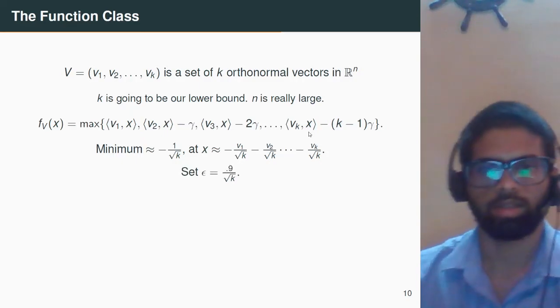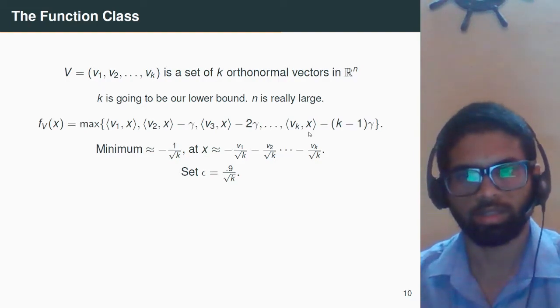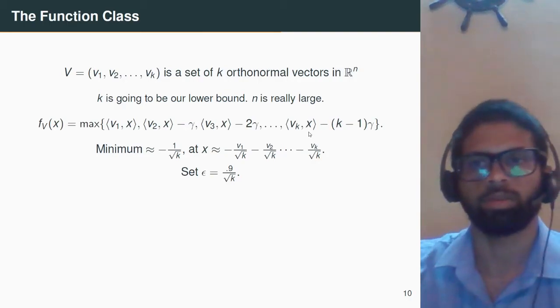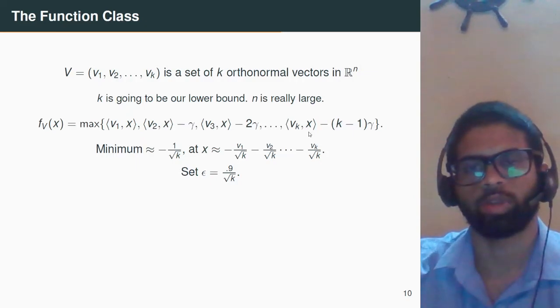We set epsilon again to be 0.9 by square root k, and this ensures that the function value for any epsilon optimal point is still going to be at most minus 0.1 by square root k.